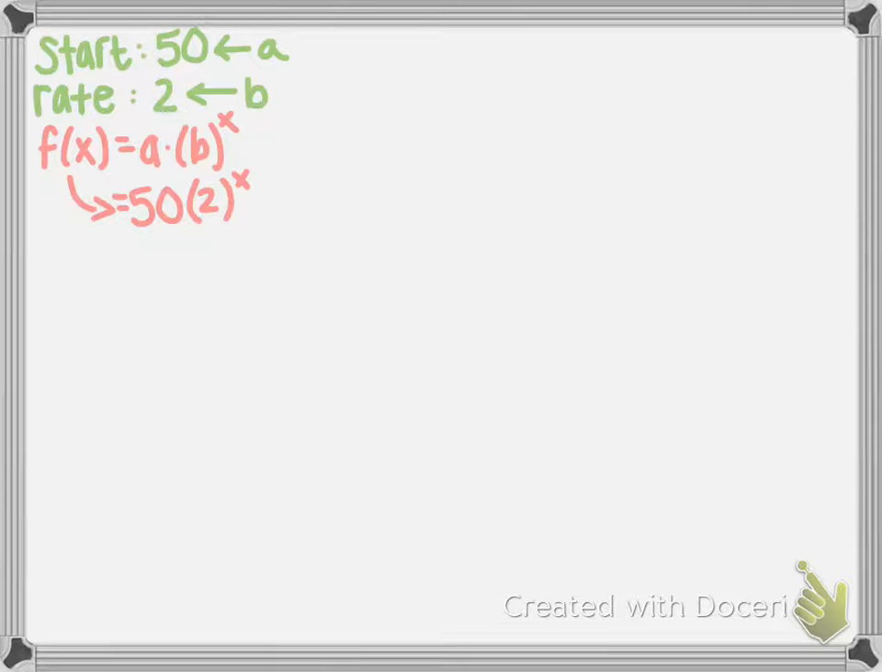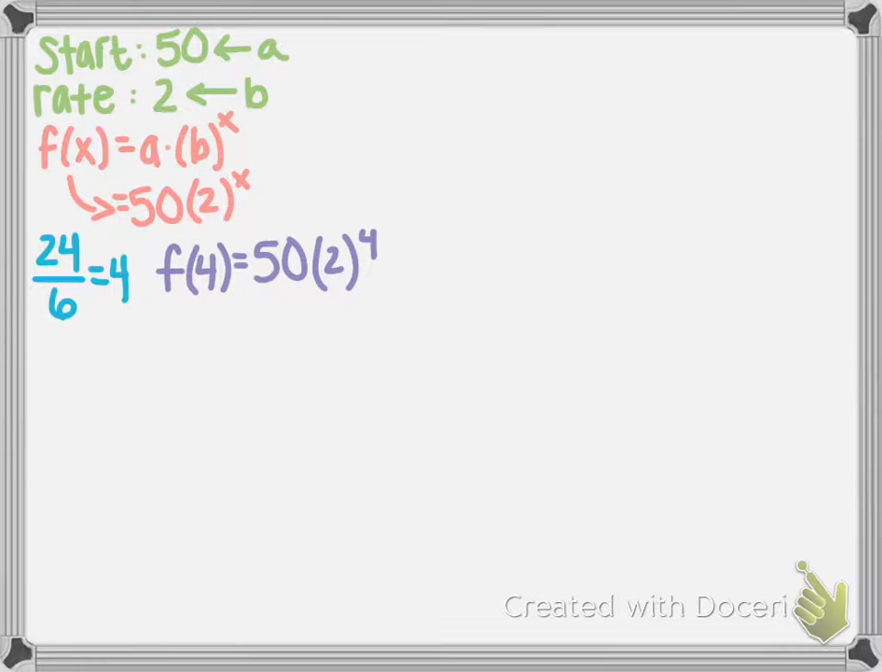So now they want to know how many fire ants there will be in 24 hours. So since the ants double every 6 hours, we need to see how many increments of time we're really counting. So we're going to take the 24 hours they want us to count and divide that by 6. That equals 4, so that's going to be our exponent. So here we substituted in what we know, and we get 800 ants.